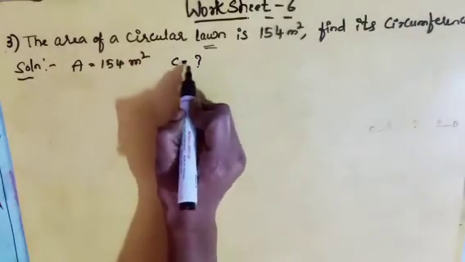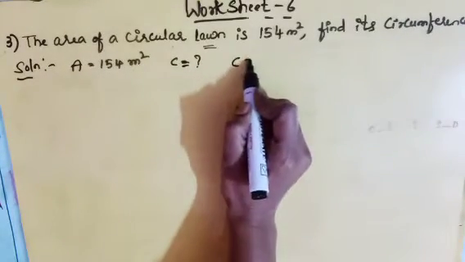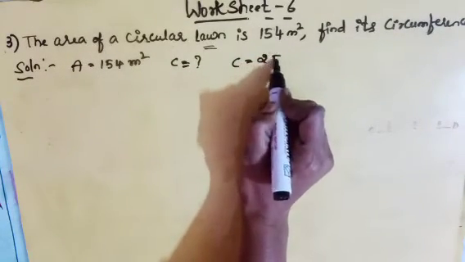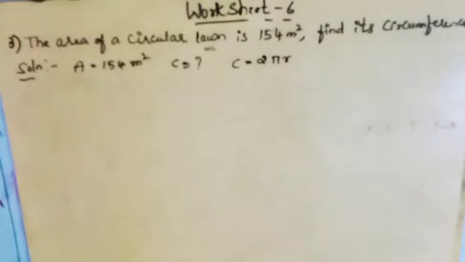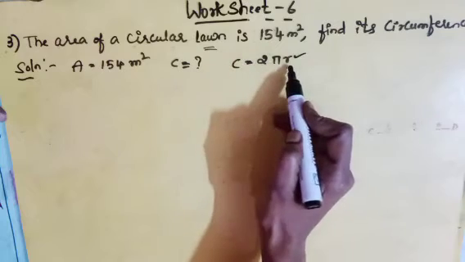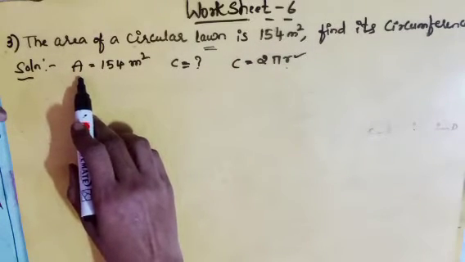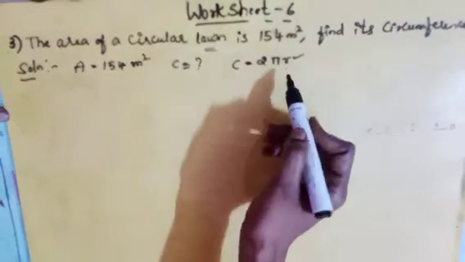And what do we have to find? We have to find the circumference. C equals how much? The formula to find the circumference is C equals 2 pi r. So to find the circumference, we need the value of r, but in the question the value of r is not given, area is given. By using the area formula, let us find the value of r.